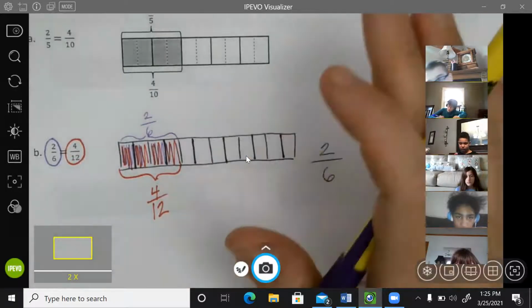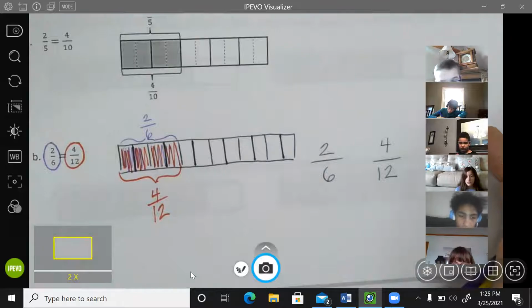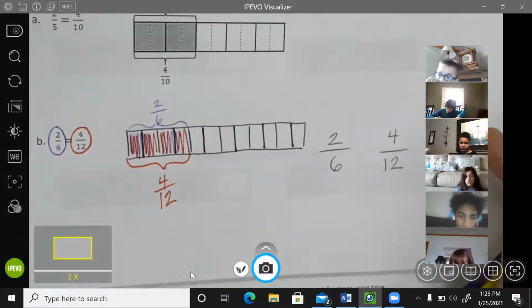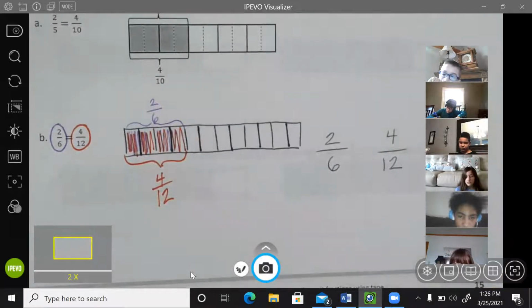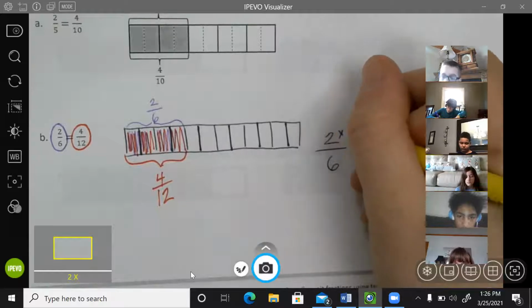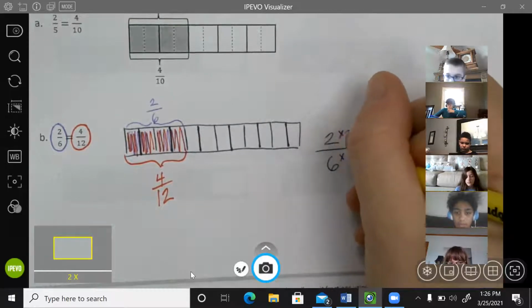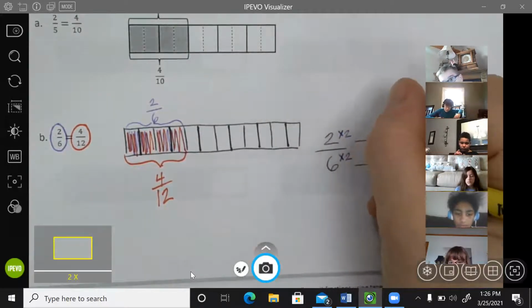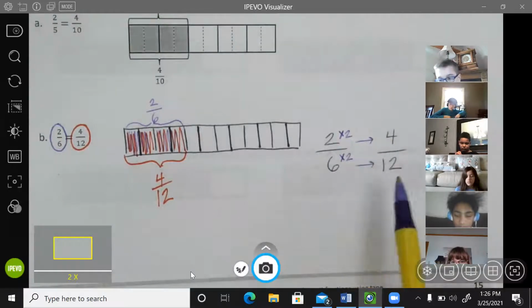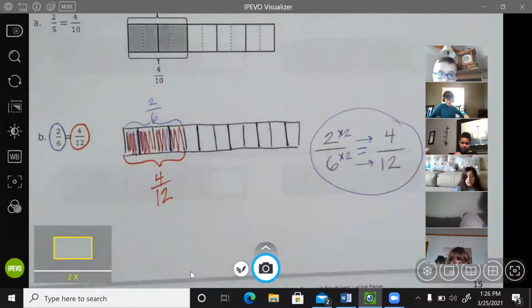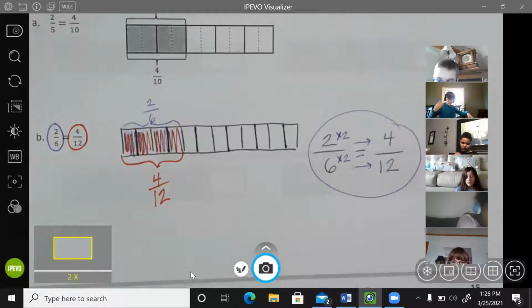Does 2 times anything equal 4? Nina, does 2 times anything equal 4? 2 times 2 equals 4. So Nina, if I'm multiplying by 2 on the top, what do I need to do on the bottom? You need to multiply 6 times 2. What is 6 times 2? 12. So does 2/6 equal 4/12? Yes. It does, because you multiply them both by 2. So this is a true number sentence.